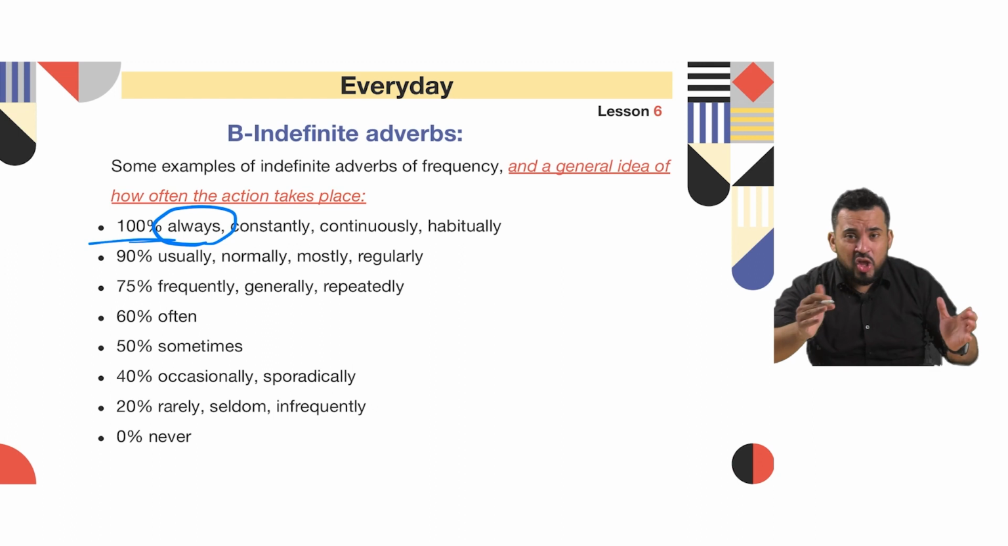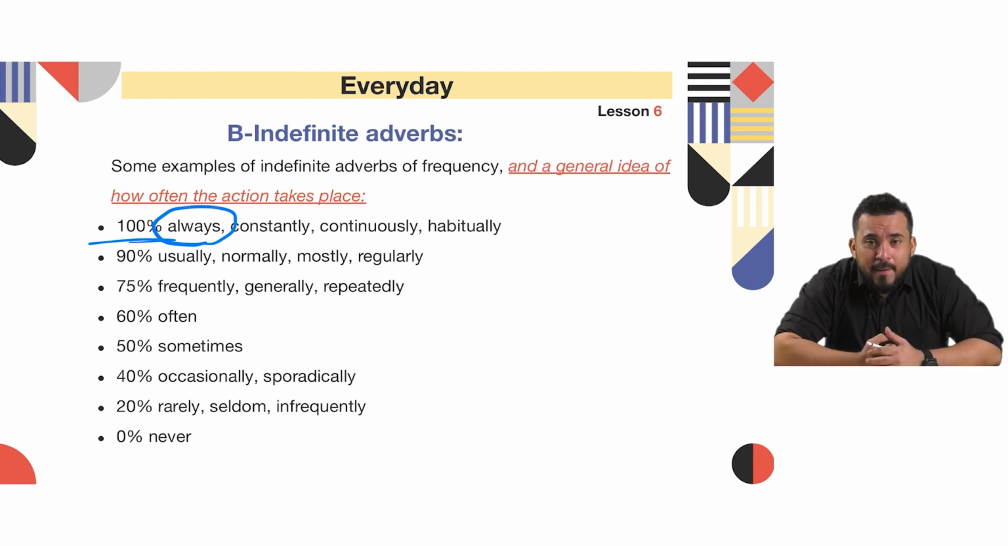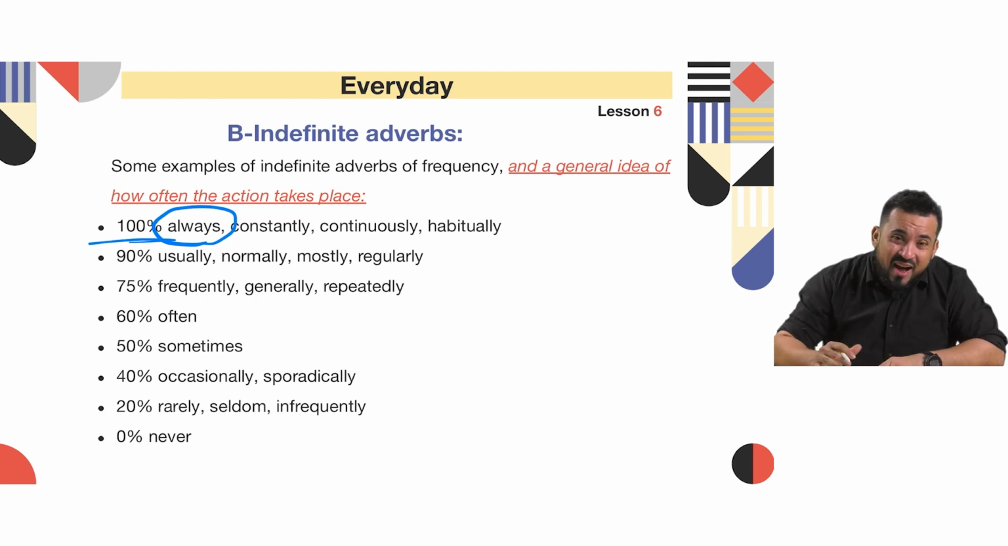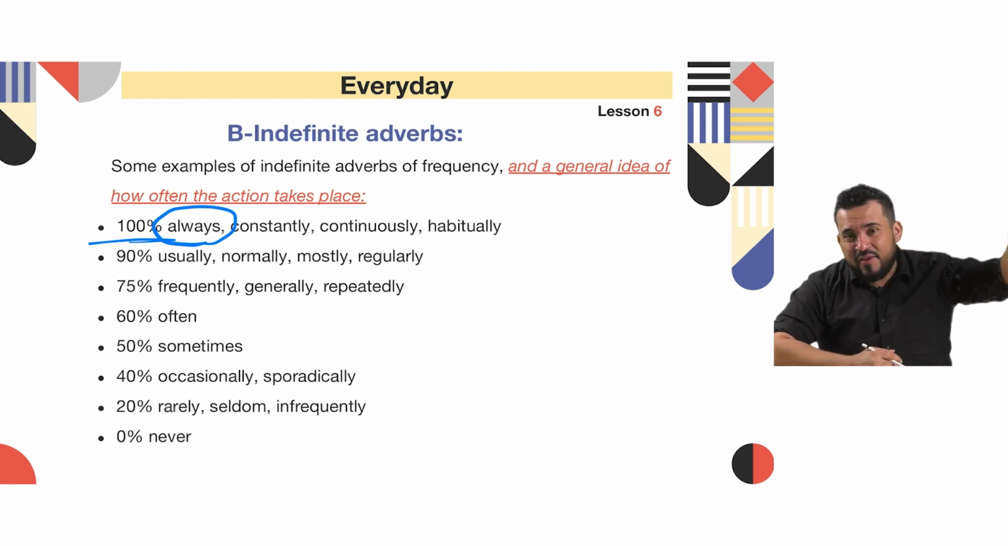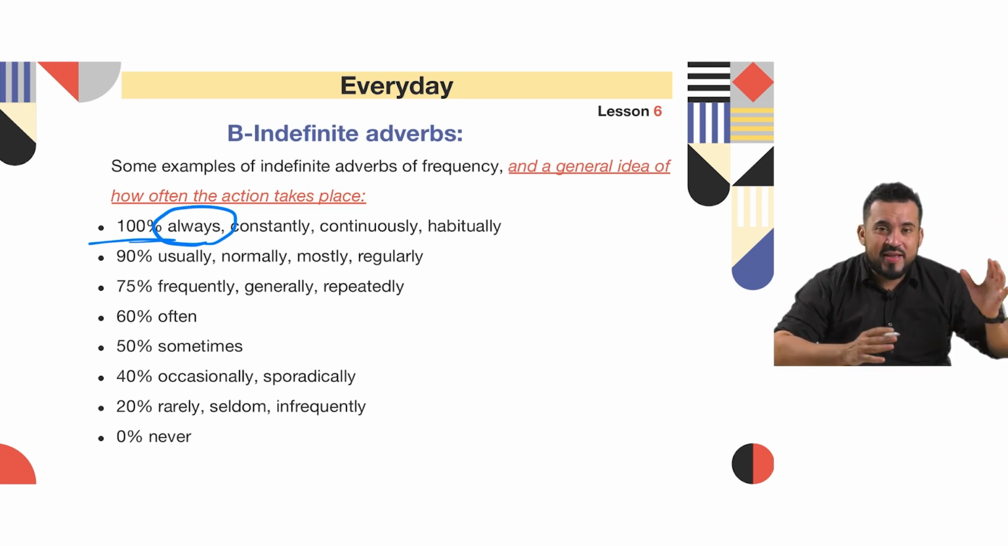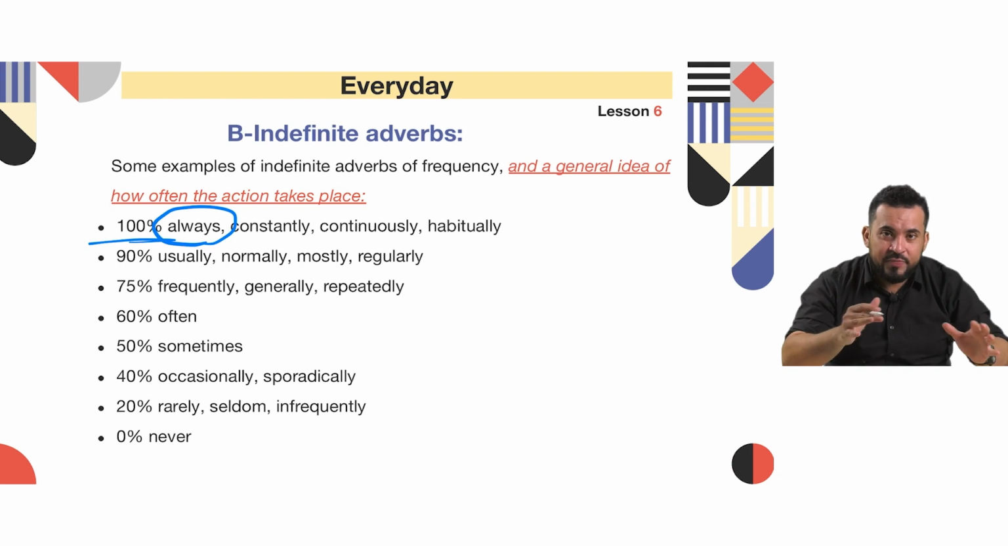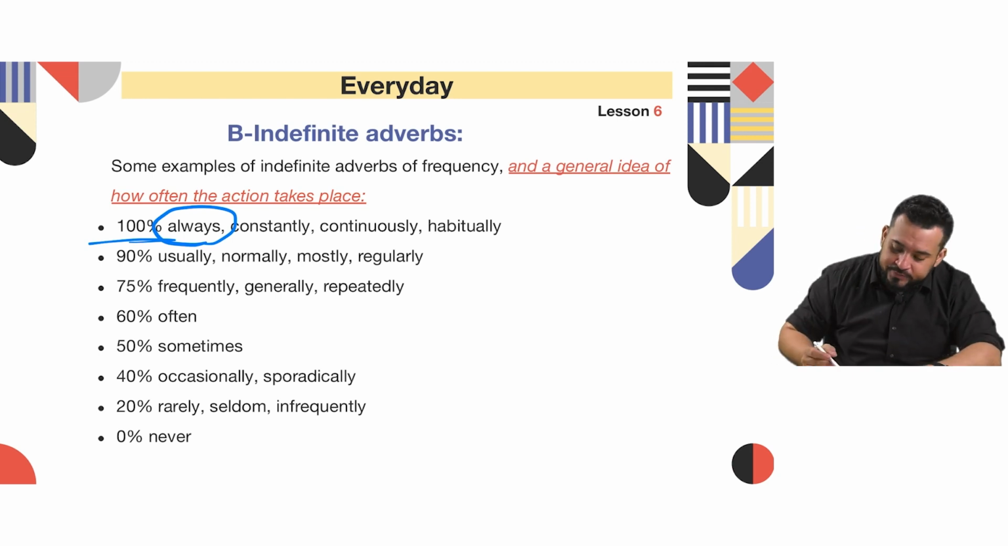What does that mean? If you say, I always visit my parents. I always visit my parents. That means 100% of the time. Okay, not sometimes, not every now and then. That means always. 100% of the time.